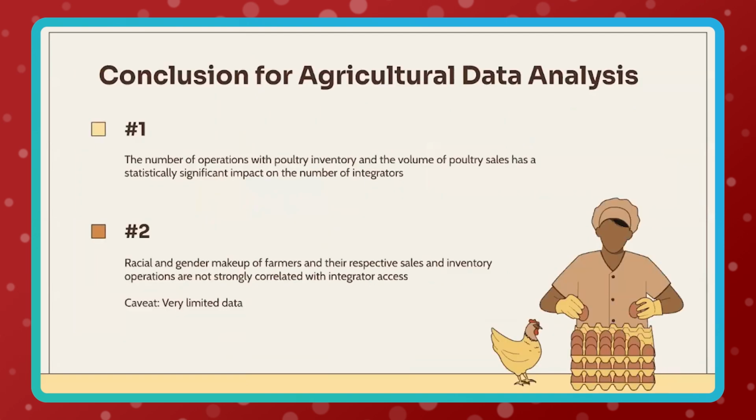The main conclusion is that while demographics do impact integrator access, the number of operations with poultry inventory and the volume of poultry sales have some of the strongest statistically significant impact on the number of integrators, indicating that integrator access is partially a function of how much a county needs integrators to support their volume of poultry production.